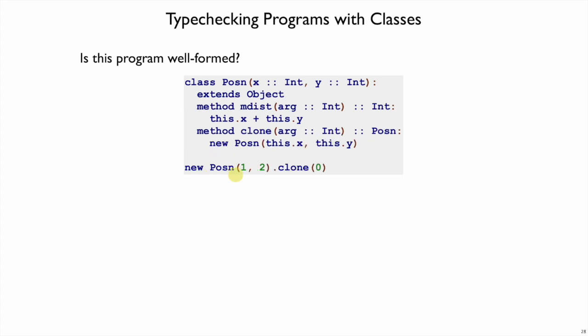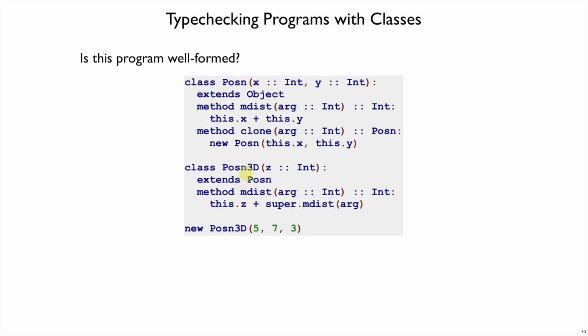Okay, now I got new Posn 1, 2, that lines up, and I'm going to call the clone method. Clone exists. It expects an argument that's an integer. I'm passing in 0. That is all good. We return a Posn, and we say new Posn with this.x and this.y. x exists in this as an int, y exists as an int. That all looks good. That should pass the type checker.